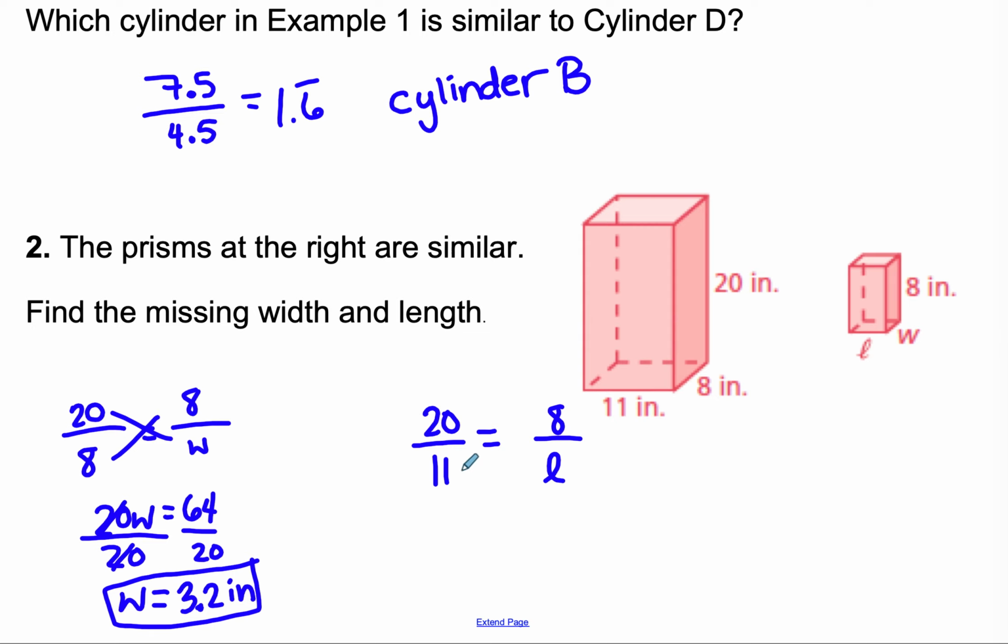All right, and I'm going to solve this with cross products. 20 times L is 20L, 11 times 8 is 88. And then I am dividing both sides by 20. It's going to give me my length as 4 4/10 inches.